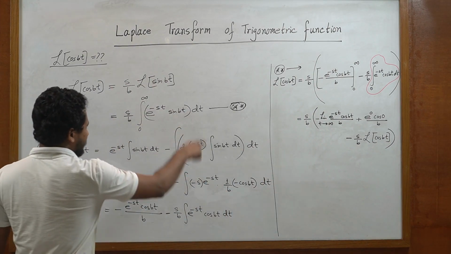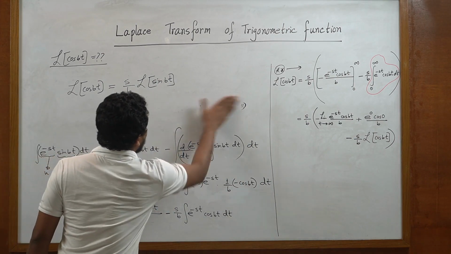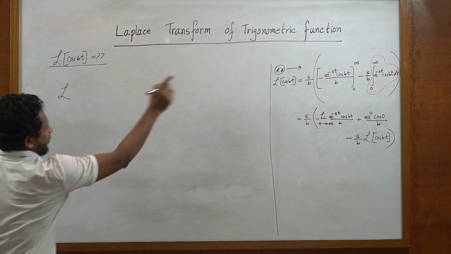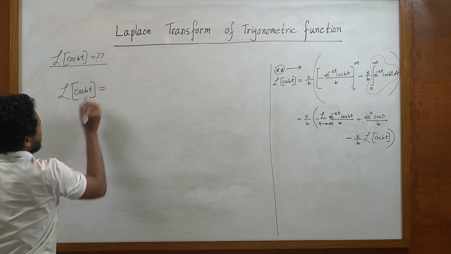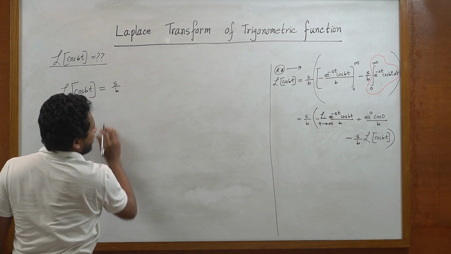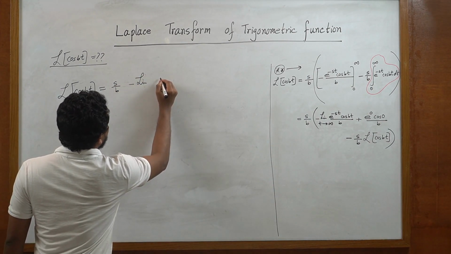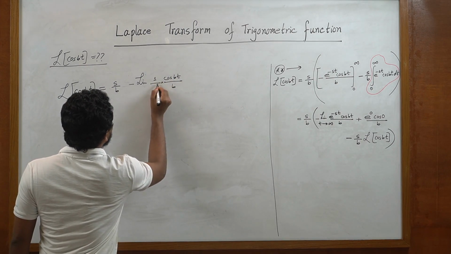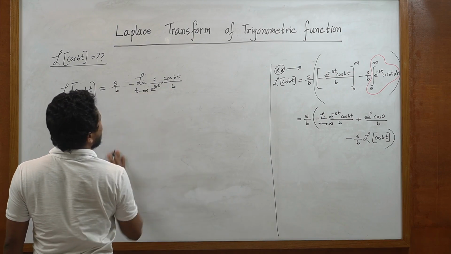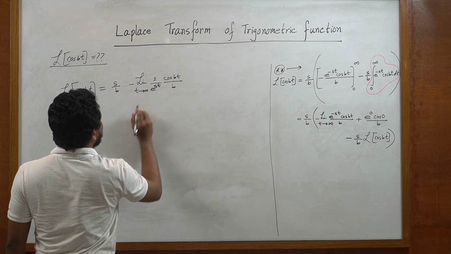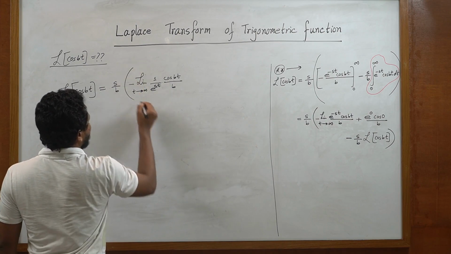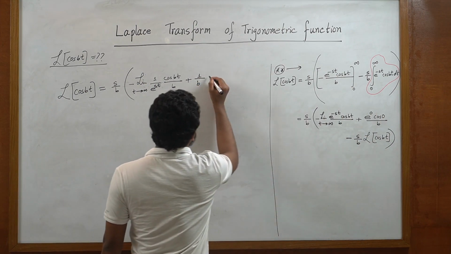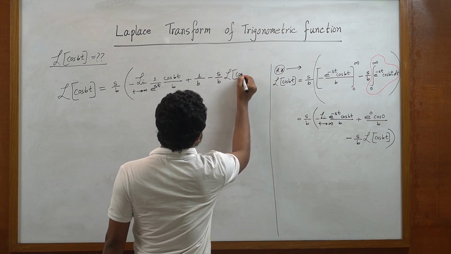Now we will remove this portion because it is already done. Now take this portion here: Laplace transform of cos bt equals to s by b minus limit of cos bt by b into 1 by e to the power st, when t tends to infinity. Okay, plus e to the power 0 is 1, cos 0 is 1, so we get 1 by b minus s by b Laplace transform of cos bt.